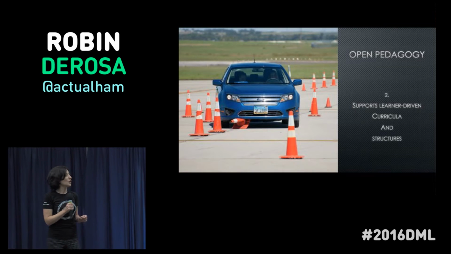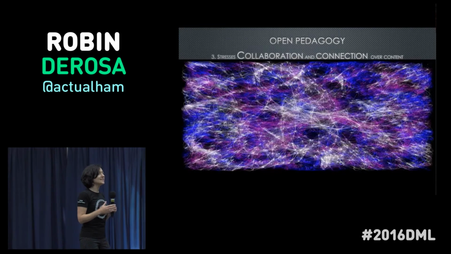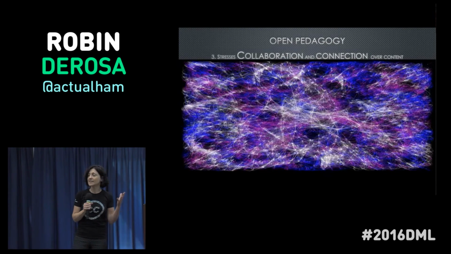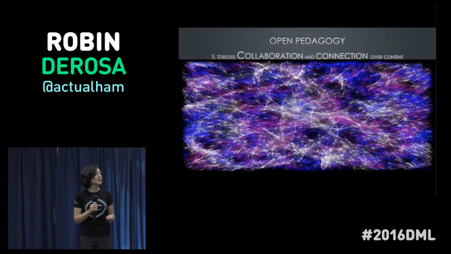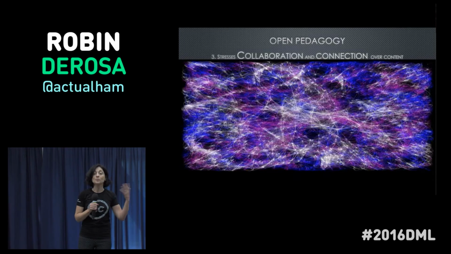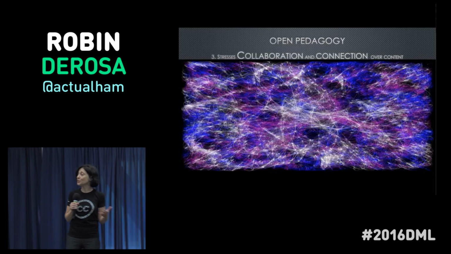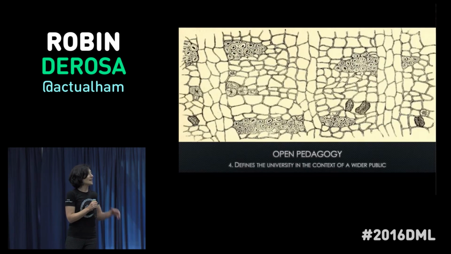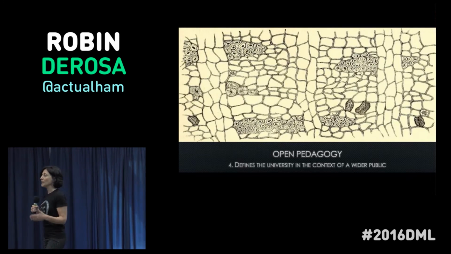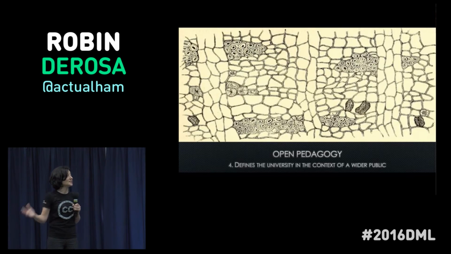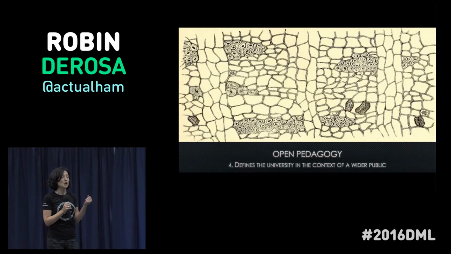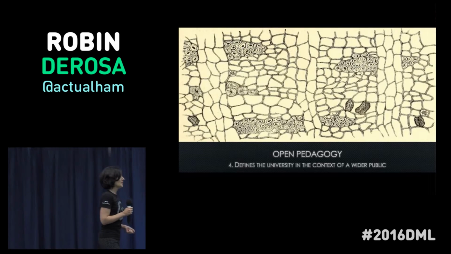Open pedagogy also resists the transmission of static disciplinary content, which has a limited shelf life, and instead looks for collaborations and communities of practice to engage students in lifelong learning. And finally, open pedagogy sees the university as a connective node in a wider public, not a gate that excludes, but a way of bringing together sectors and stakeholders from the public marketplace of ideas.